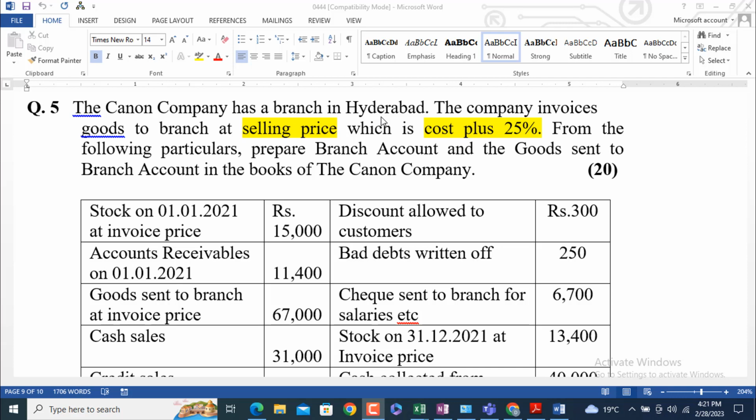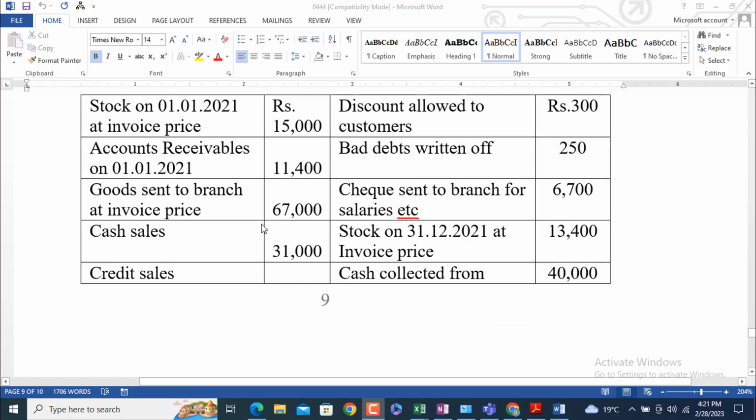So as per the question statement, two requirements are associated with this question number 5. One is to prepare the branch account, and the other is the goods sent to branch account. I am going to show you the solution after discussing the information given in the question.